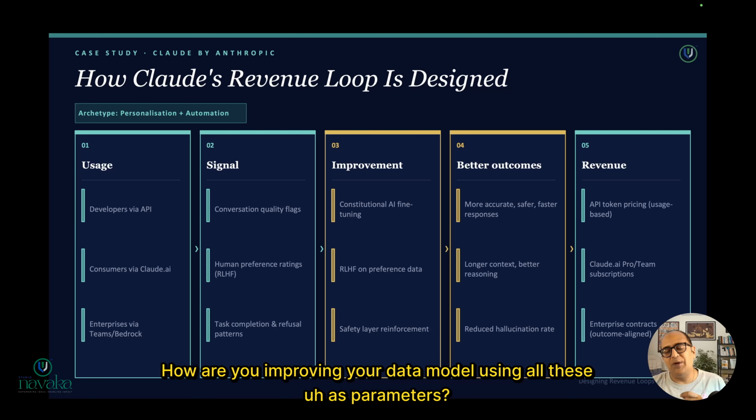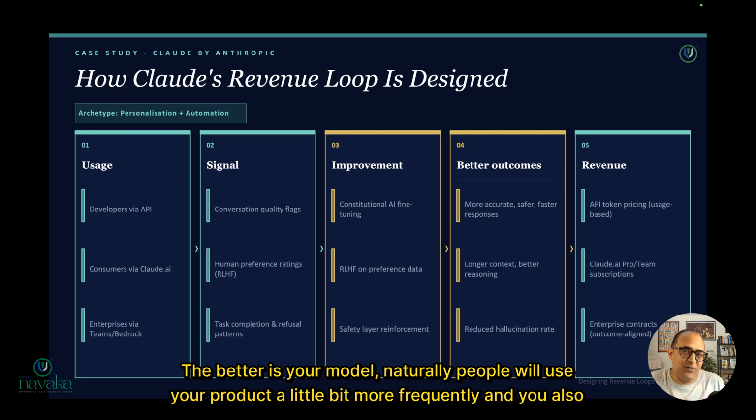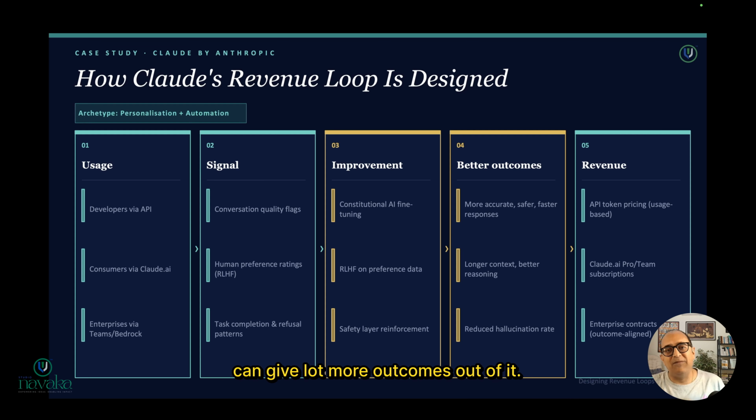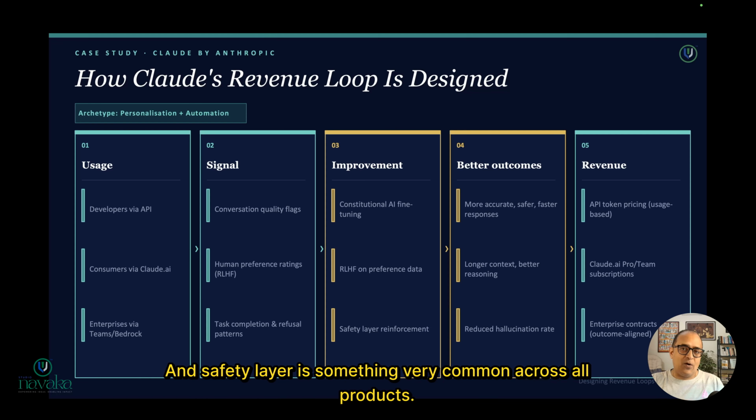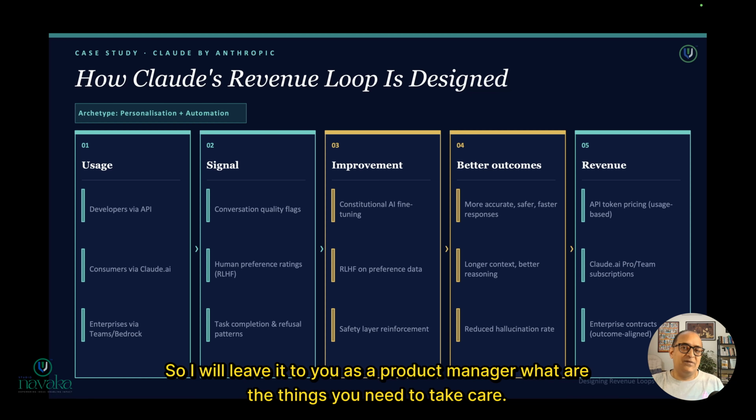How are you improving your data model using all these as parameters? The better your model is, the more frequently people will use your product, and you can also give a lot more outcomes out of it. And the way you look at learning from user inputs also becomes very important. Safety layer is something very common across all products, so I will leave it to you as a product manager. What are the things you need to take care of?